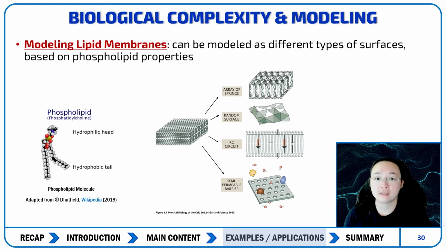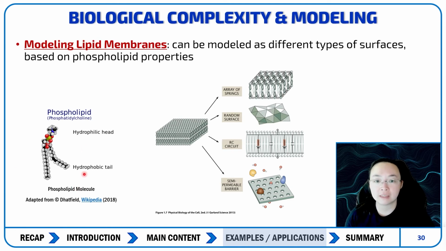Next, we have lipids. So we will be looking at modeling lipid membranes. These are modeled as different types of surfaces based on phospholipid properties. So phospholipids actually have a hydrophilic head and a hydrophobic tail. So the head and the tail means that you can have different configurations of a lipid. You can have different sizes and shapes of those hydrophilic heads. You can have different lengths and kinks, kinks as in how much they get farther apart, to the hydrophobic tails.